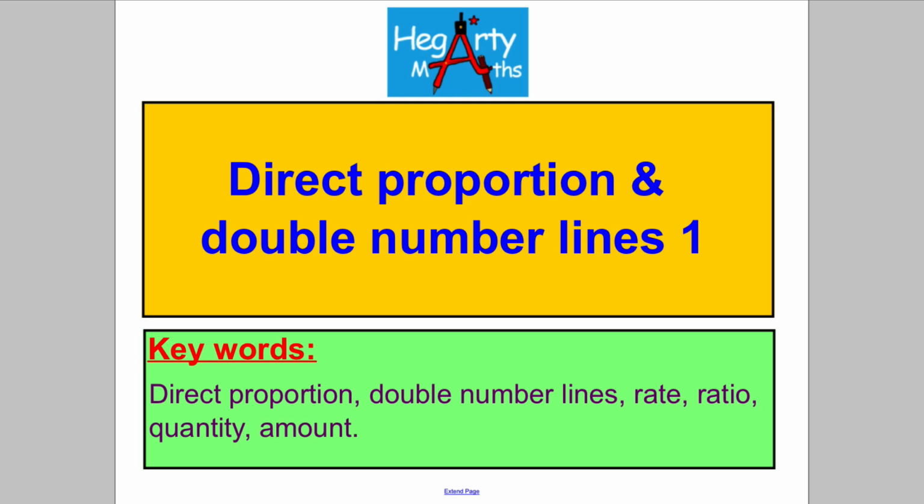It's Mr. Hegarty here, and in this video we're talking about direct proportion and something called double number lines, our first video on this topic. So let's start by trying to introduce you to what direct proportion is and this idea of a double number line. And the best way I can think to describe it is by a ruler.